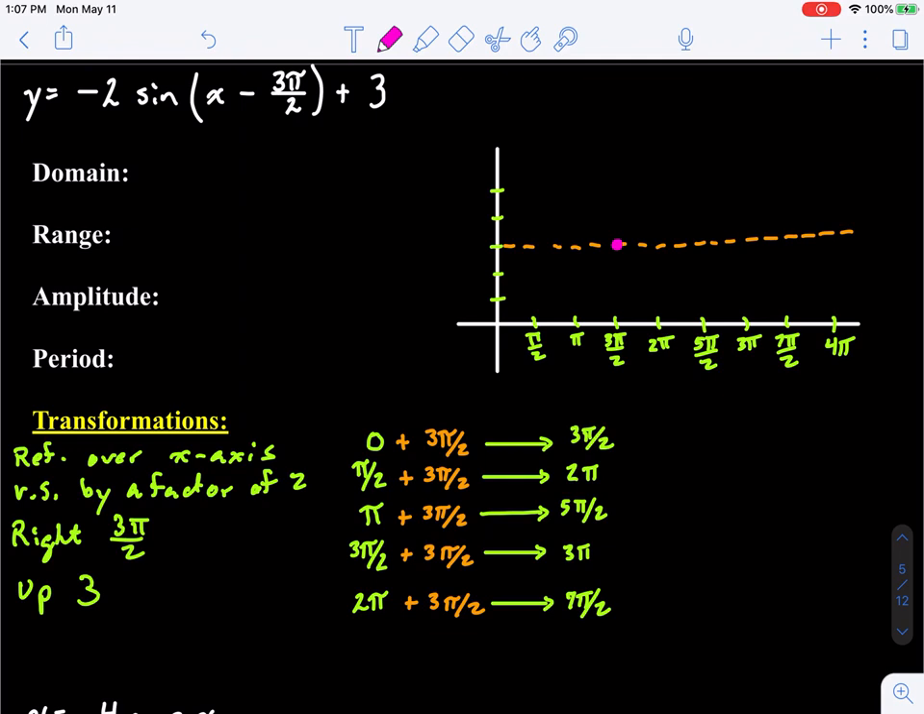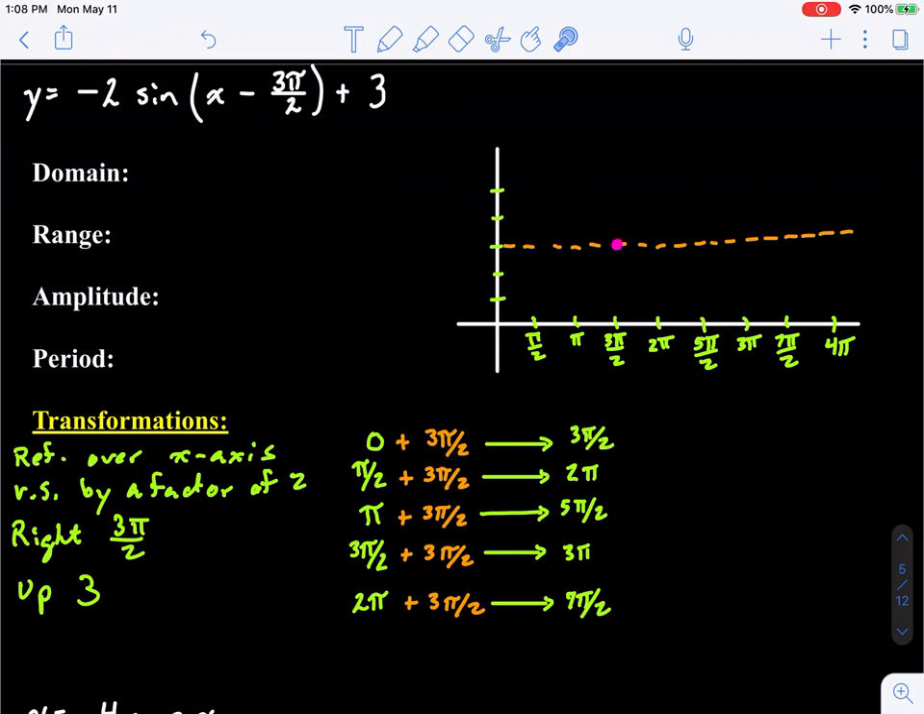Now another way you can figure that out is plug 3 pi over 2 in right here. 3 pi over 2 minus 3 pi over 2 is 0. The sine of 0 is 0. Negative 2 times 0 is also 0. And then you have plus 3. So when x is 3 pi over 2, that puts you at a positive 3. So it's just like making a table of values.